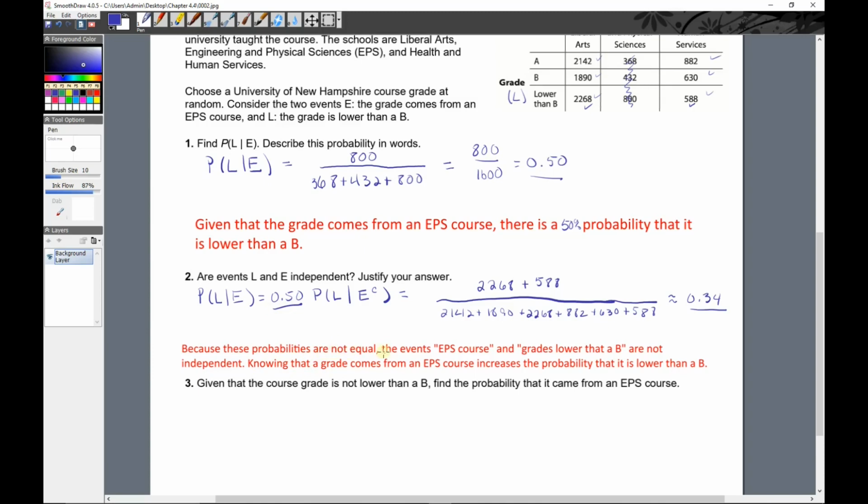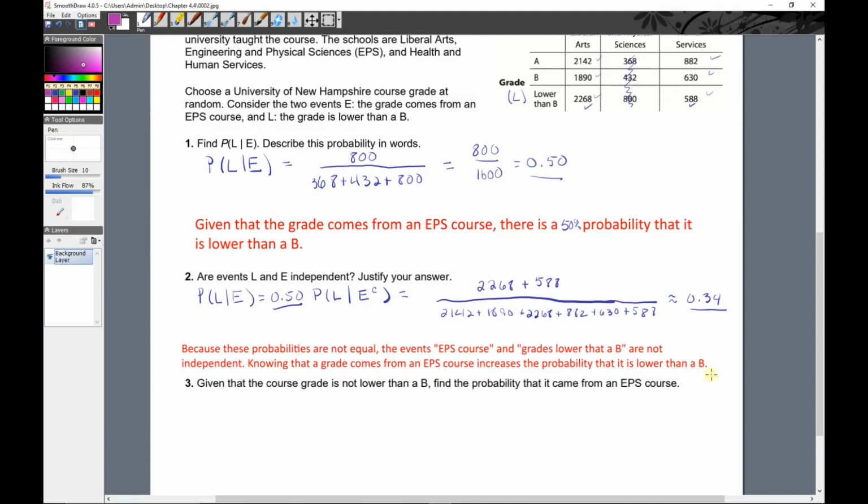Because these probabilities are not equal, the events EPS course and grades lower than a B are not independent. Knowing that a grade comes from an EPS course increases the probability that it's lower than a B. So we can further see that dependency.